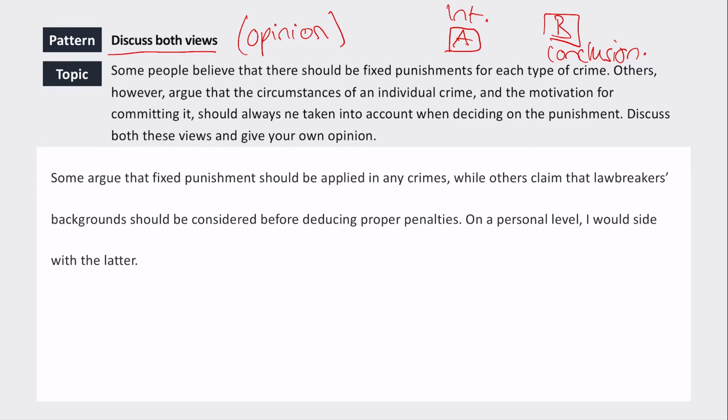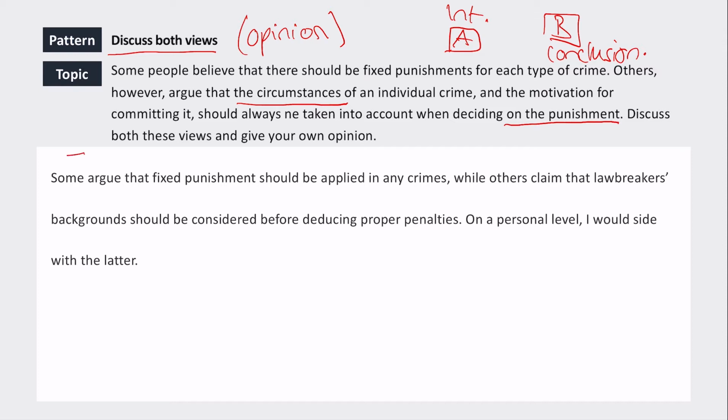So let's look at the topic. Some people believe that there should be fixed punishments for each type of crime. Others, however, argue that the circumstances of an individual crime and the motivation for committing it should always be taken into account when deciding on the punishment. Does it matter why you committed the crime? Should that be taken into account? Or no matter if you killed someone in self-defense or because you're a psychopath, should the punishment be the same? So kind of an interesting topic. I think there's lots of nice vocab you can use.